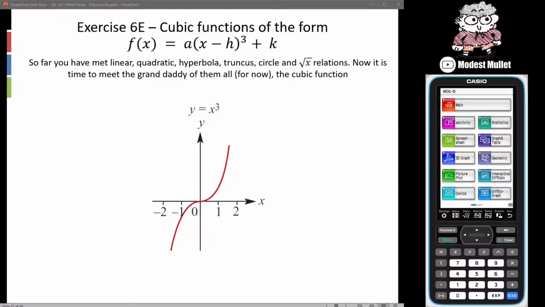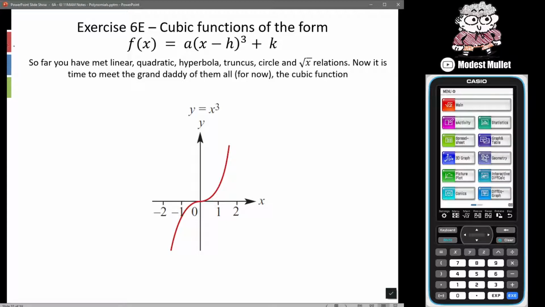So far, if we think about the whole course, we've done linear, we've done quadratics, hyperbolas, truncus, circles, square roots. Now it's time to meet, as I say, the granddaddy of them all for now, the cubic function. We will very briefly look at quartics as well. But we're starting with graphing cubics, and we're starting with this general form.